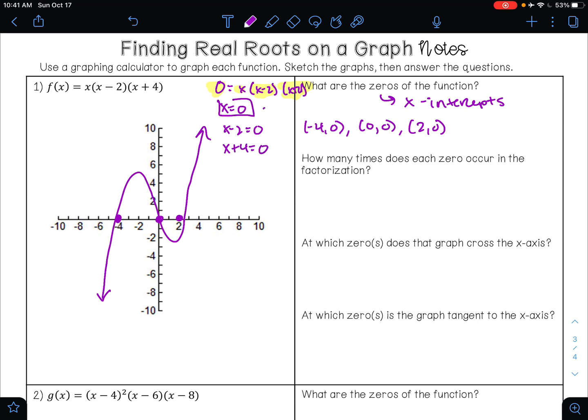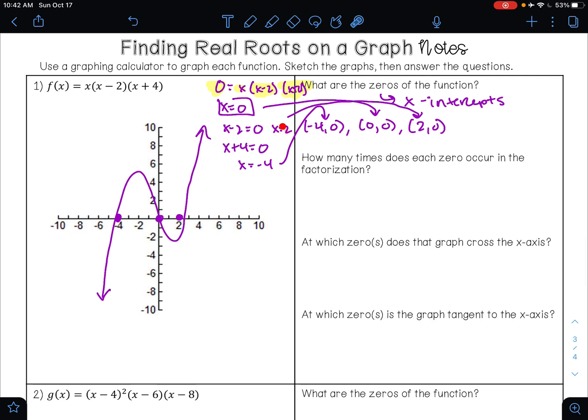This one's already solved for. For this middle one, if I were to add 2 to both sides, I would get x equals 2. And if I were to subtract 4 on both sides, I would get x equals -4. So your zeros come directly from your factorizations. Then it says, how many times does each 0 occur in the factorization? Well, I only have one x, so that one happens once. I only have one x minus 2, so that one only happens once. And I only have one x plus 4, so that one only happens once.